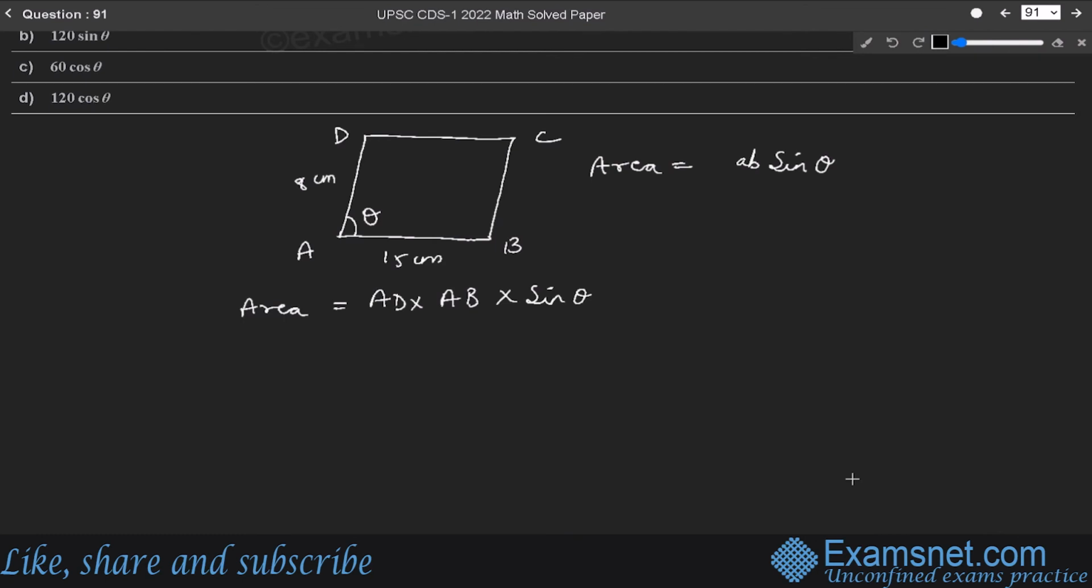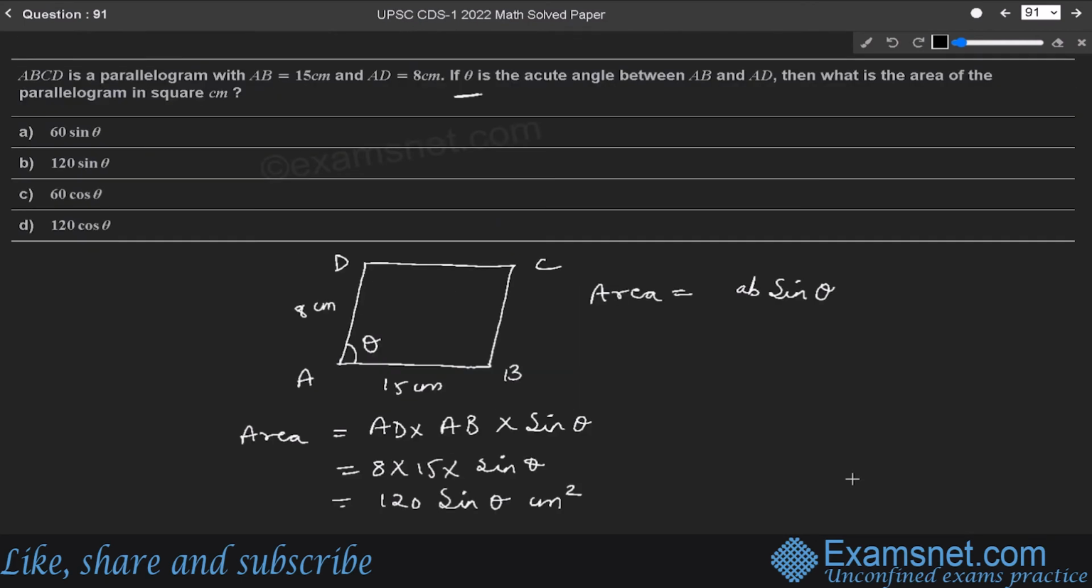So the sides will be AB and AD. So the area of this parallelogram will be, on putting the values, 8 into 15 into sine theta. So it will be 120 sine theta centimeter square. So this is the required area for this question. See, it was this simple question. So the correct option for this question is option number B, which is 120 sine theta. I hope it is clear to you.